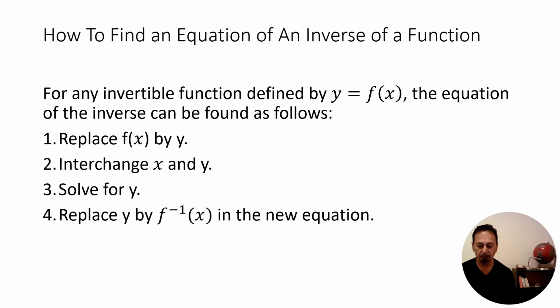So the first thing is you are given a function, you have to find out if it has an inverse. So once you know that it has an inverse, then the next thing is you have to find the inverse. Now how to find an inverse function? There are 4 steps. First thing you do, replace the function f of x by y. And then in number 2, interchange x and y. And then number 3, solve for y. And number 4, replace the y by f inverse x in the new equation.